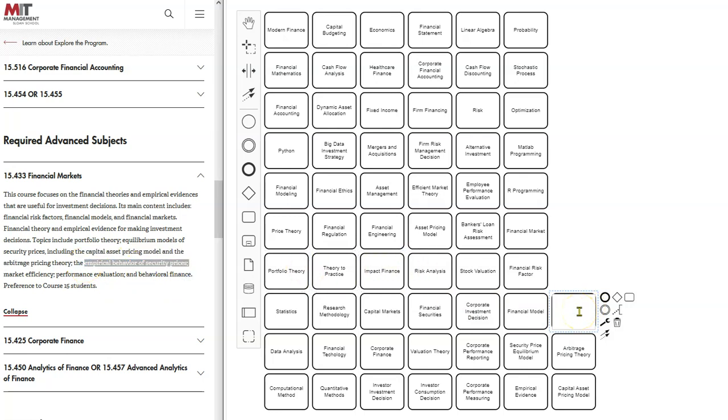Here's another one. Empirical behavior instead of empirical evidence. We have security price empirical behavior. Market efficiency. That's a new one. Performance evaluation.